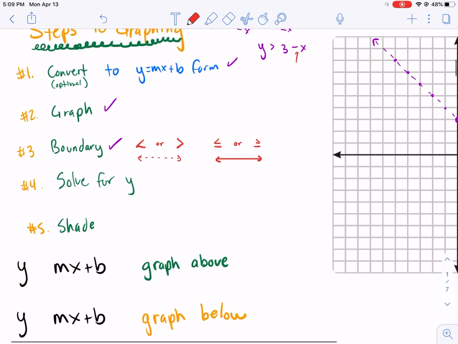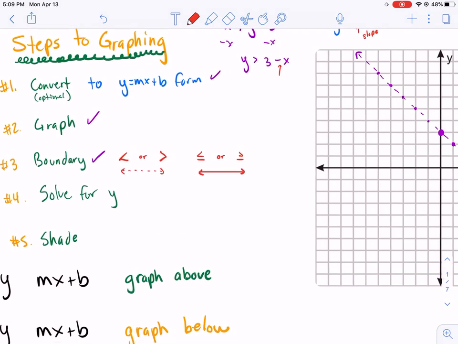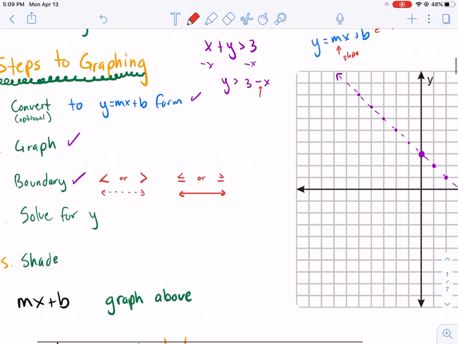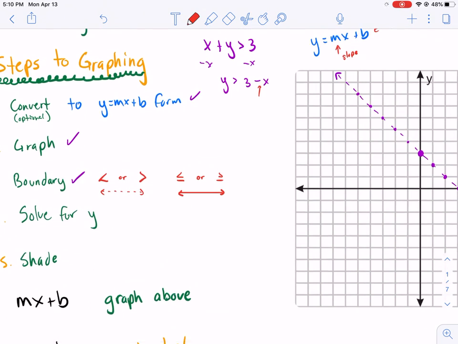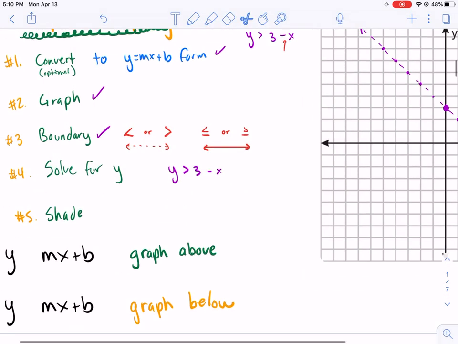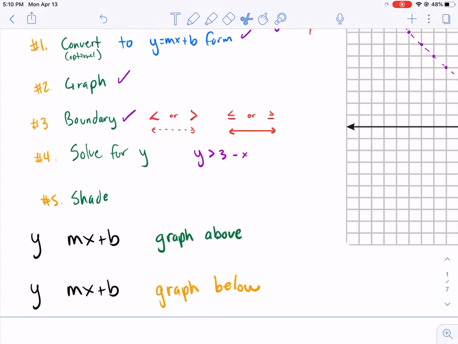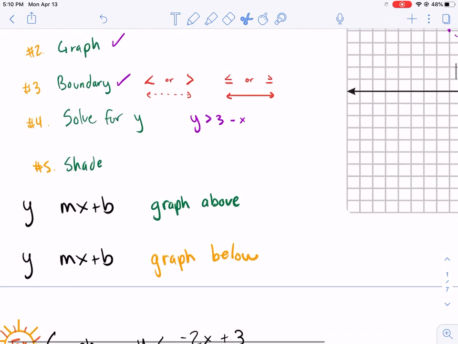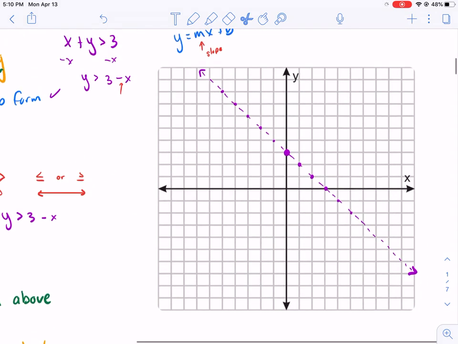We're going to solve for y if we haven't already done so. I mean, technically you can graph without solving for y, but the shading part is why it's especially useful to solve for y. So we've already solved for y. We have y is greater than 3 minus x. I'm going to change this to purple just so the other note keeps the emphasis. So now I'm going to shade all the values that made it true.